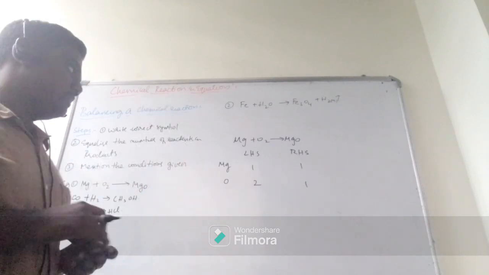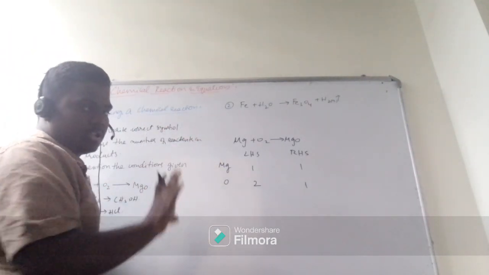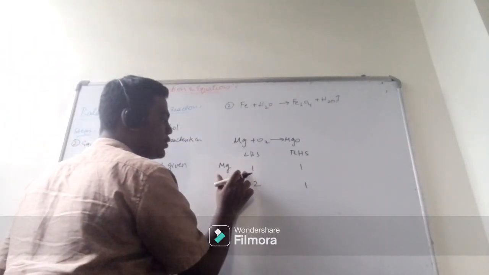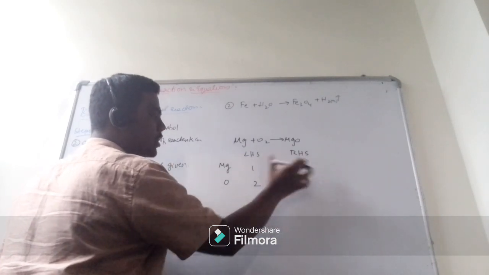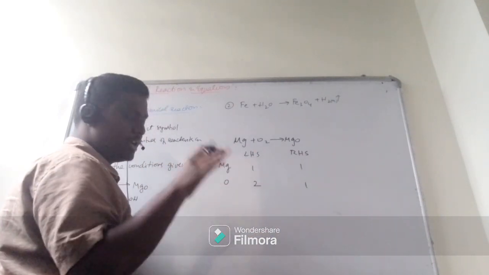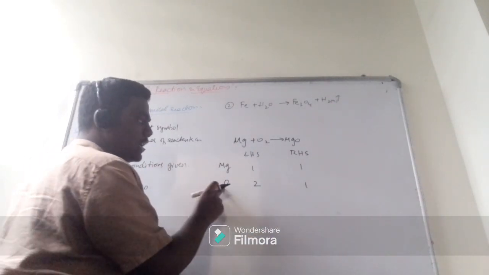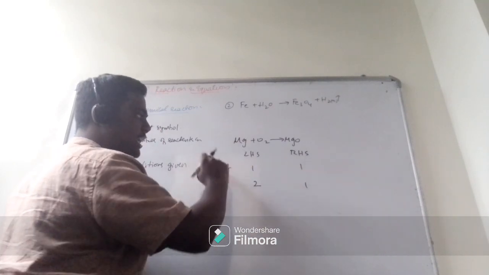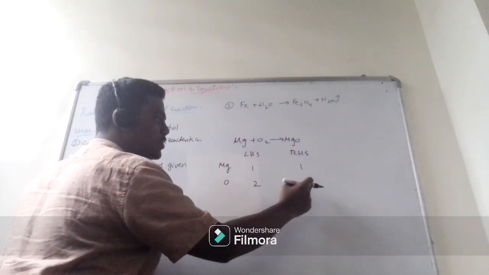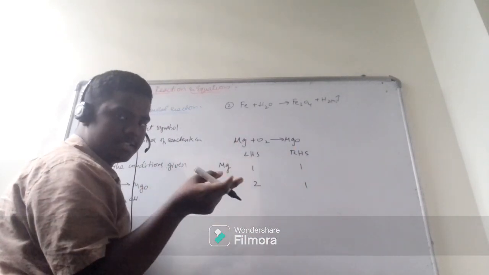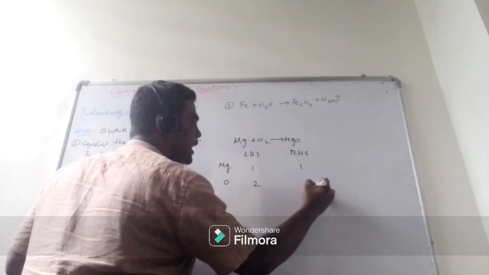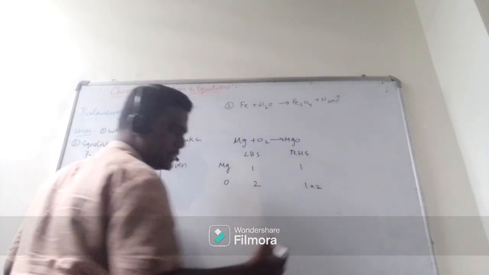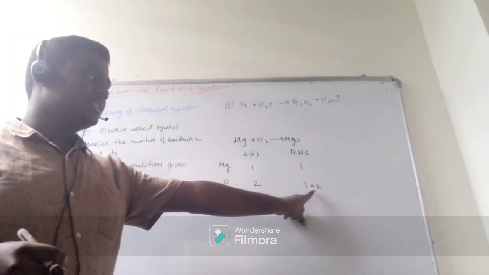Coming to the third step, equalize the reactants and the products. Now here, Mg is 1 on both reactant and product side, so balanced. But if you look at oxygen, here oxygen is 2 on the reactant side, while on the product side it is only 1. So we have to equalize it, correct? To equalize, I am multiplying on the product side with 2.